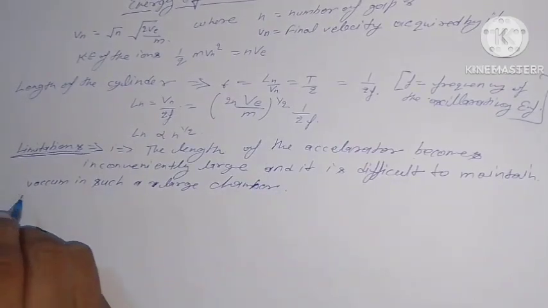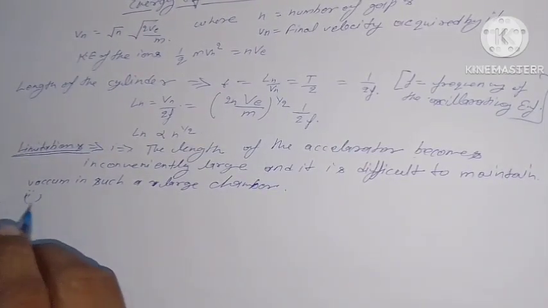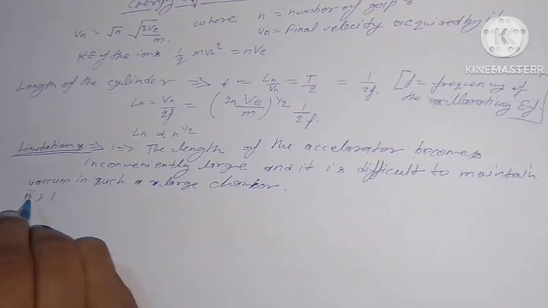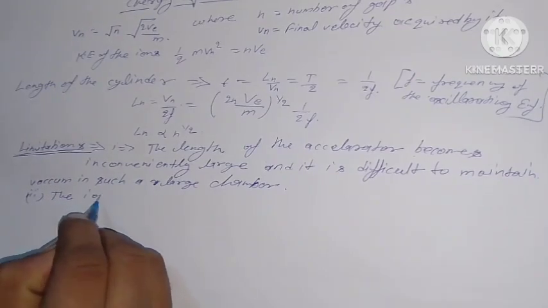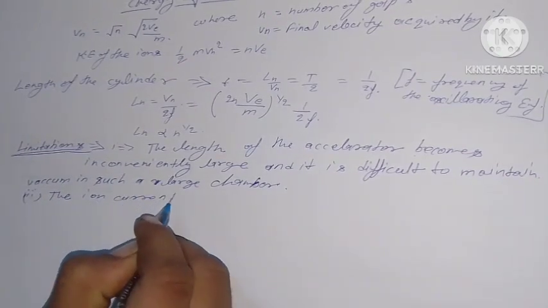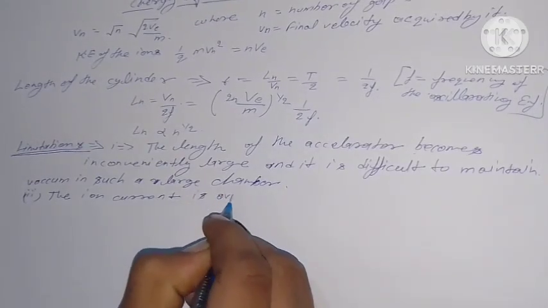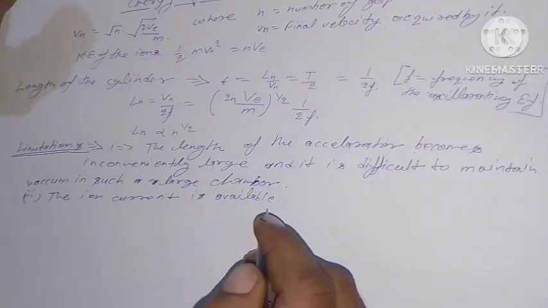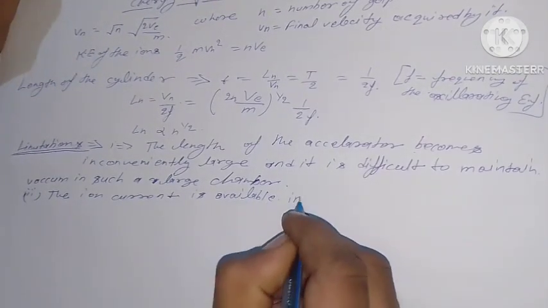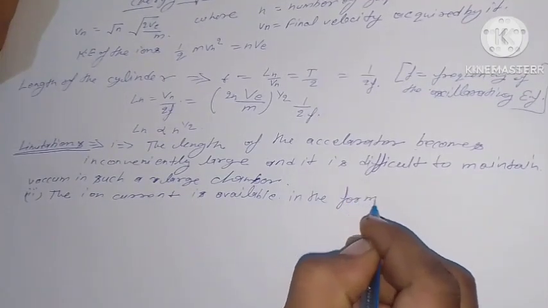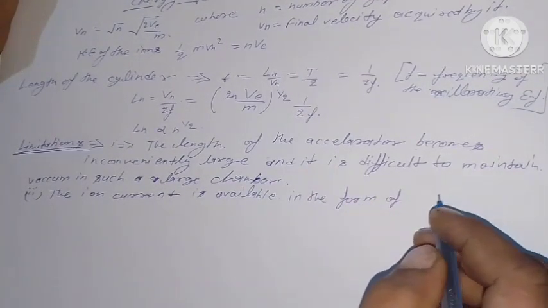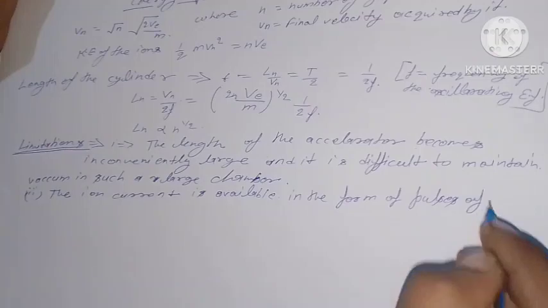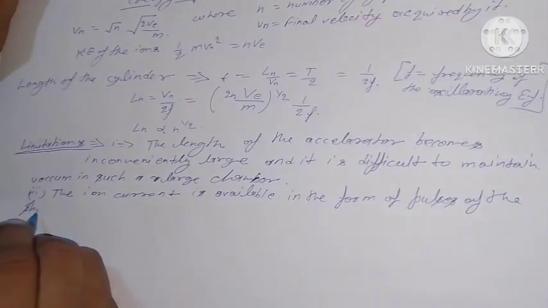Okay. Large chamber. Second, the ion current is available in the form of pulses of short duration. The ion current is available in the form of pulses of short duration.